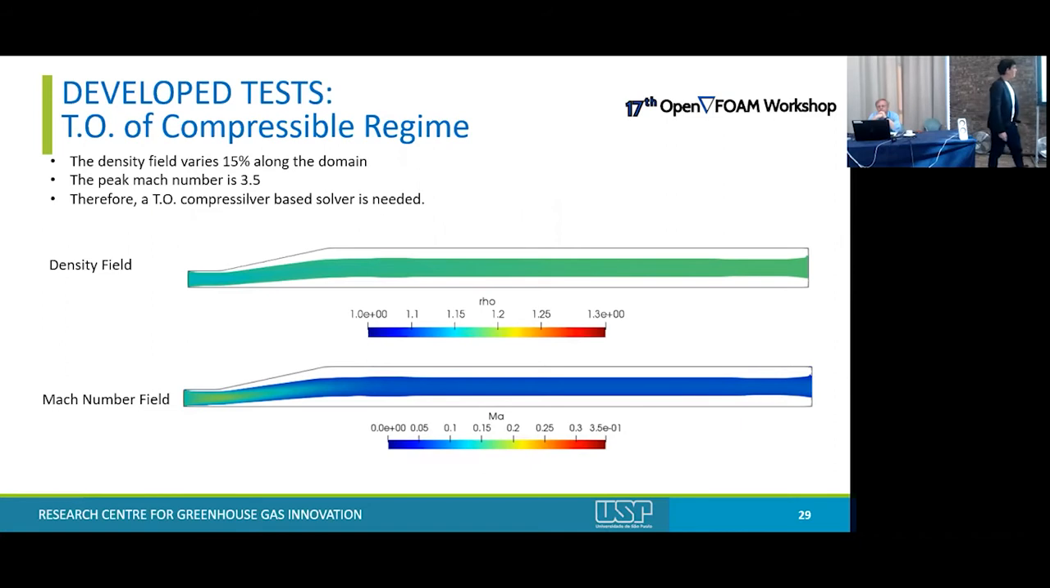Another important fact about developing topology optimization of compressible flow is that it not only guarantees high velocities, but as you can see here in the density fields, the variations are large enough to justify the use of the compressible solver. Some questions have been asked in the topology optimization community about just using an incompressible-based solver instead of the compressible regime, but it is not a good approximation.